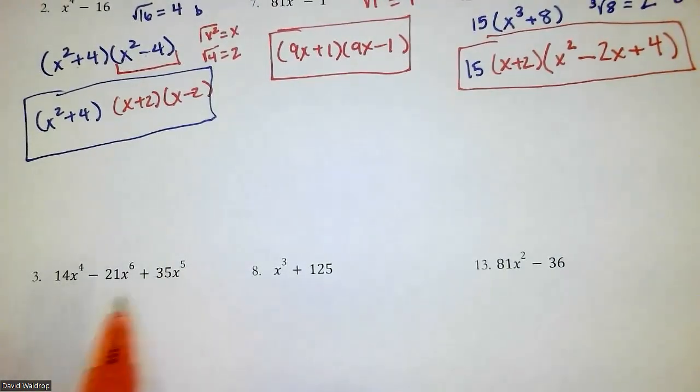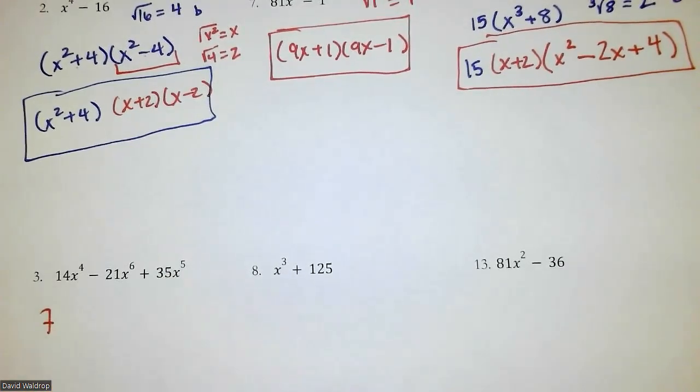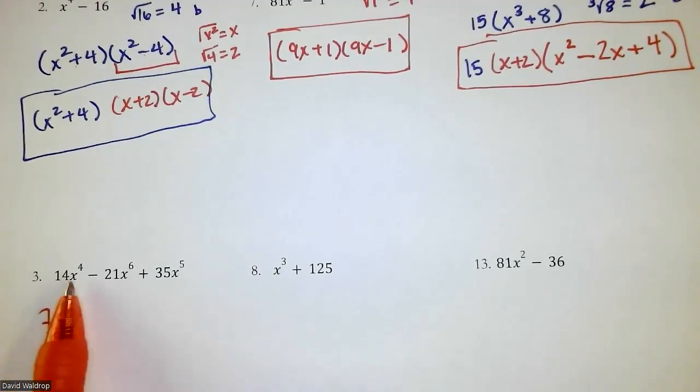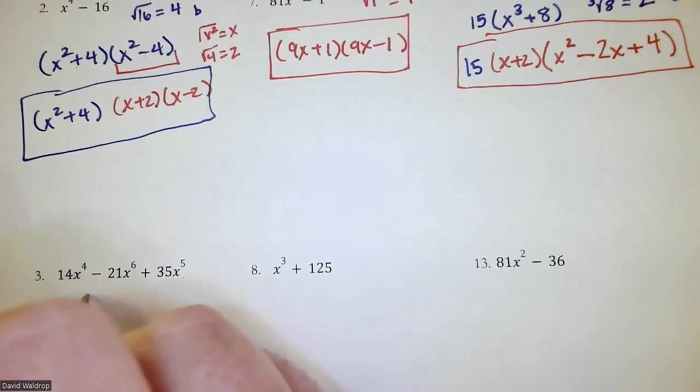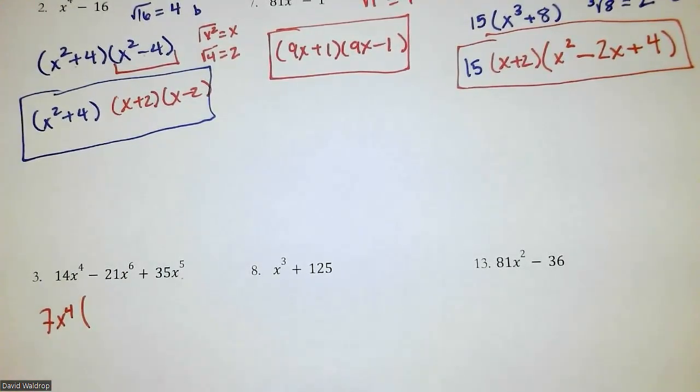So if I look here, let's see what we can take out. 14, 21, 30. Oh, I can take a 7 out of all of those. Okay. I have 4, 6, and 5. So I can take 4 x's because you have to take the smallest number, right? Because you have to be able to take enough out of everybody.